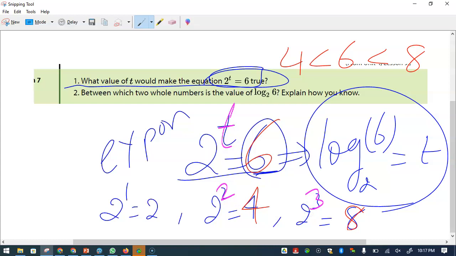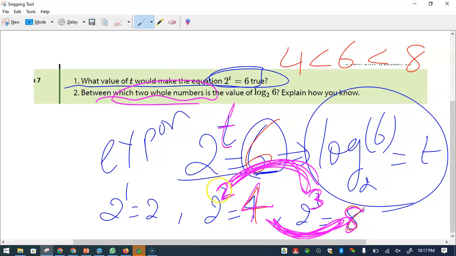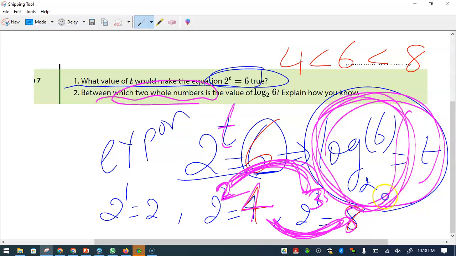That's it. Because if it is 2, you get 4. If it is 3, you get 8. Then anything between 2 and 3 will give anything between 4 and 8. That's all it is. So which two whole numbers? The whole numbers are 2 and 3. You're done. Either you can say here also, this is the value which will make it true. That's the right way to do it. But the second question is asking between which two whole numbers, between 2 and 3.